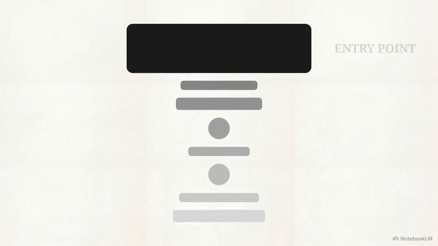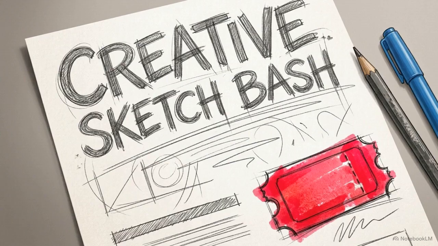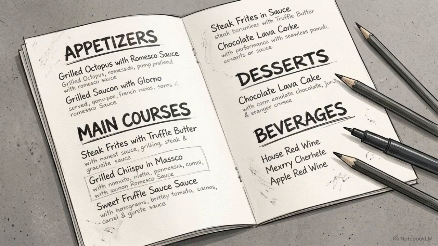Giving the top element massive scale creates an entry point, guiding the eye downward. Notice the bottom block light up. This distinct exit point ensures the final action stays in memory longest. When you establish this timeline from the entry to the exit, you take the guesswork out of the design. The message becomes clear because you have mapped the path for the viewer.